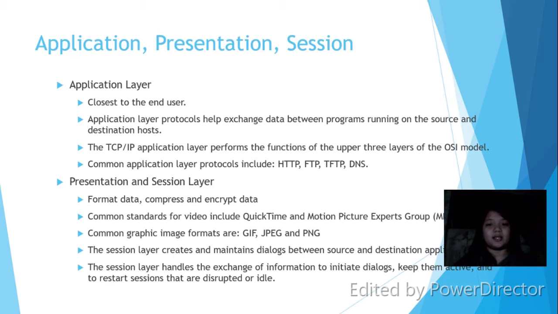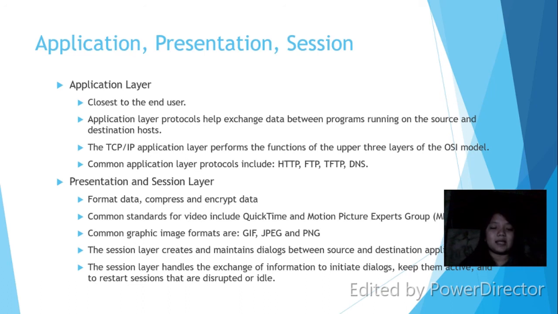Application, presentation, session. Application layer. Let's start with that. Closest to the end user. Since it is the last part of the OSI model, that's why it is the closest to the end user. Application layer protocols help exchange data between programs running on the source and destination host. The TCP/IP application layer performs the function of the upper three layers of the OSI model. Common application layer protocols include HTTP, FTP, TFTP, and DNS, or the domain name system.